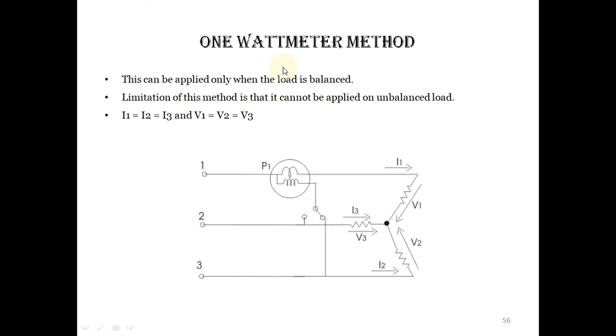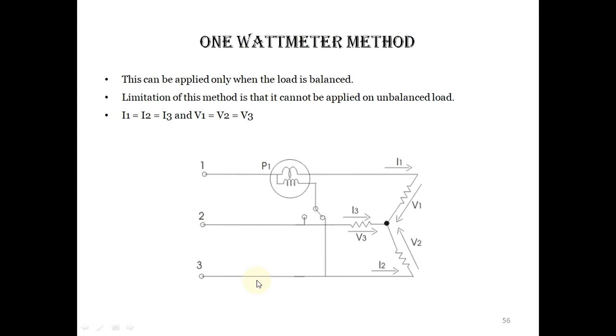Now, one wattmeter method. What is that? This can be applied only when the load is balanced. Only in case of balanced load and star connection we can have this method. It is just working as supplementary to the 2 wattmeter method. You see the connection pattern is the same. So the limitation is that it works only for balanced load and star connection.